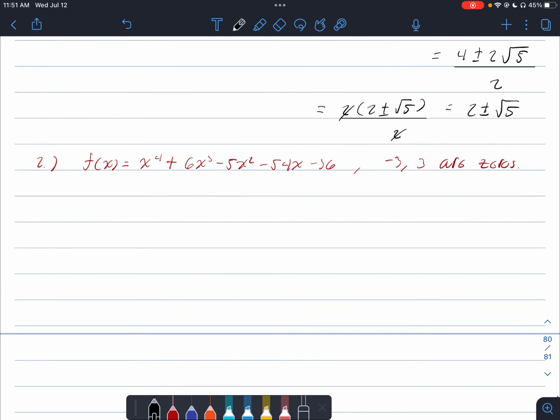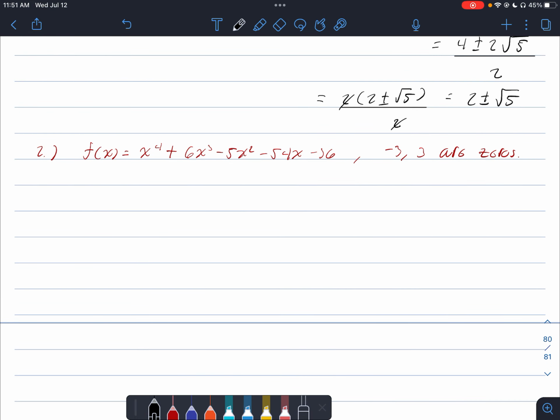Okay, so here we have another one. We have f of x is equal to x to the fourth plus 6x to the third minus 5x squared minus 54x minus 36. And we have that negative 3 and 3 are zeros. Okay, so what this means is we have a couple of ways we can approach this. I'm going to choose to go one direction, but I'll give a brief explanation of the other direction here.